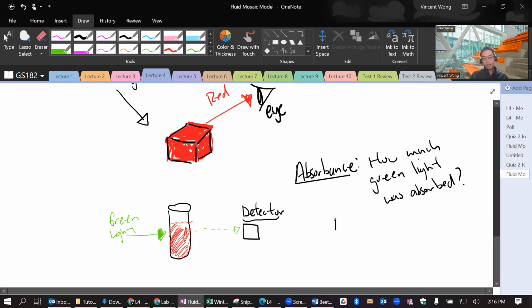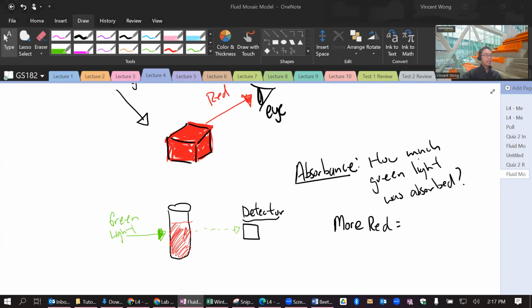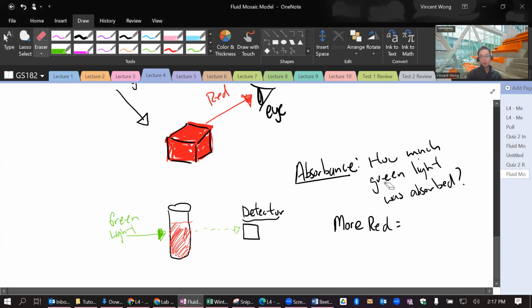So a solution that is more red, do you expect higher absorbance or lower absorbance? Lower. Okay, let's do a vote. Please participate. I need to know that you understand this, otherwise the lab's gonna be disastrous, right? If it's darker red, more red, do you expect the absorbance of green light to be higher or lower? A for higher, B for lower.